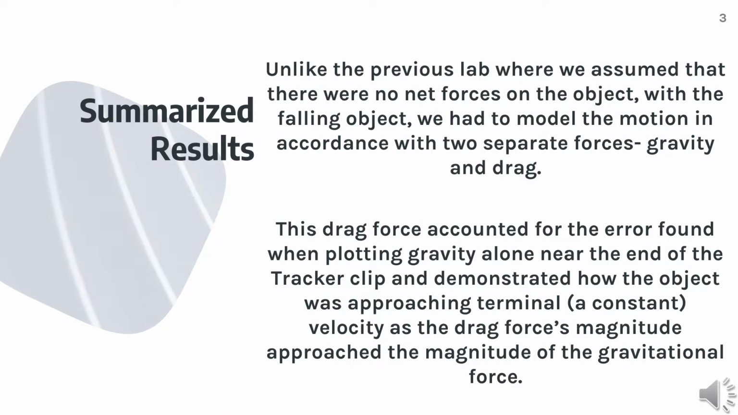Here's a more in-depth summary of my results. Unlike the previous lab where we had assumed that there were no net forces acting upon the object, for the falling object we had to model the motion in accordance with two separate forces, gravity and drag. This drag force accounted for the error found when plotting gravity alone near the end of the motion and demonstrated how the object was approaching terminal, a constant, velocity as the drag force's magnitude approached the same magnitude of the gravitational force. Let's see the motion I tracked.